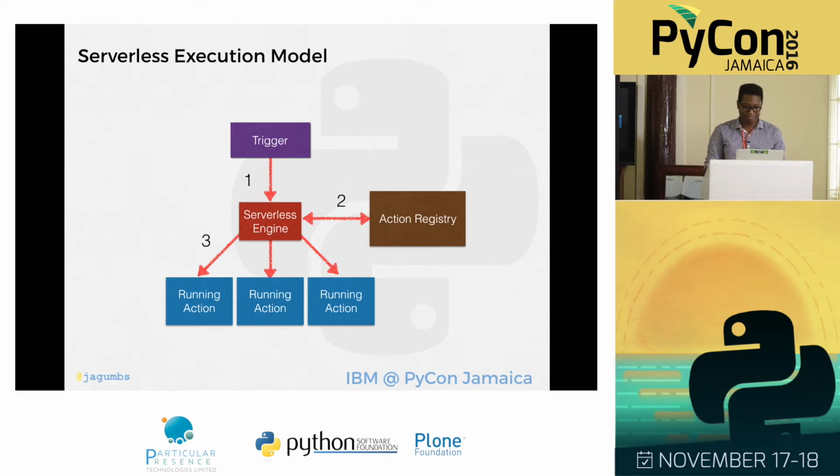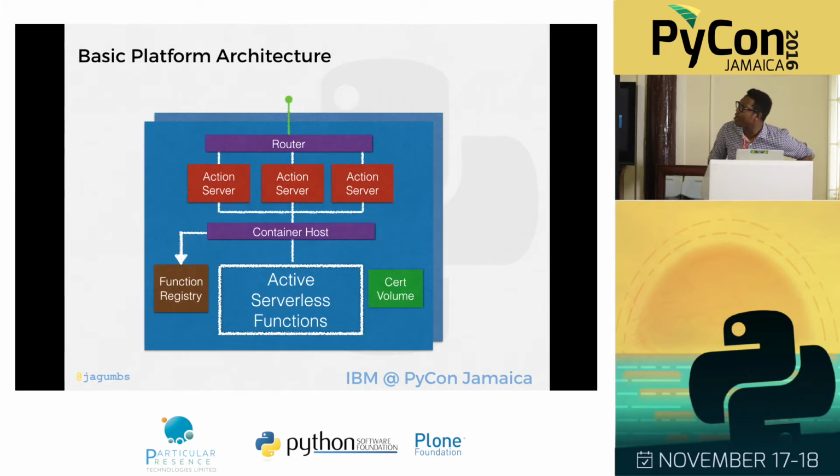Sorry. From there, I started to think about what a very basic platform architecture would look like. So I still have my trigger. It needs to go through some sort of router, because if I'm thinking of this on a grander scale, I may have action servers running all over the place in a microservices kind of way. Right? It all ties together.